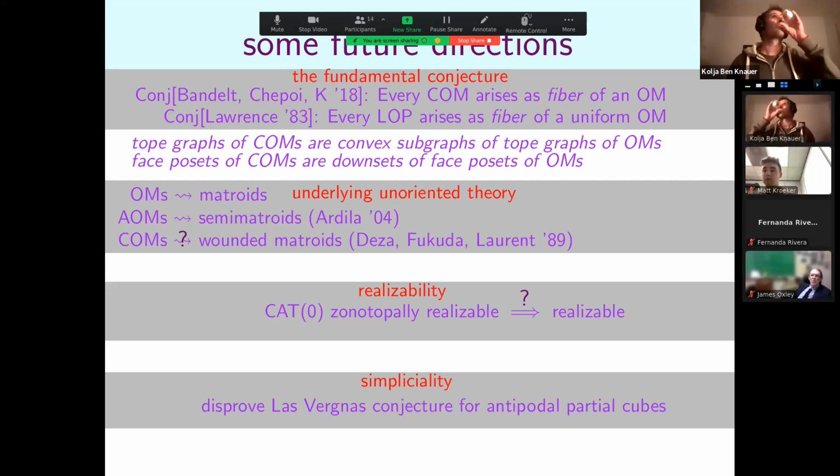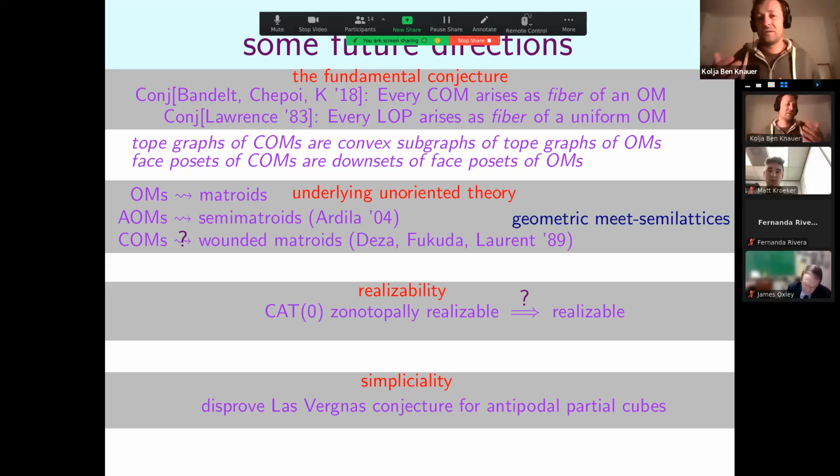All of these things on the right have in common that they are in terms of the lattice of flats. So they're all geometric meet semilattices in a certain way of defining them. Matroids, we know they're just geometric lattices, but for these wounded matroids, you will have a meet semilattice where the intervals are geometric lattices. So there's something that I have been wondering, like if there's an underlying unoriented theory and what it should look like.